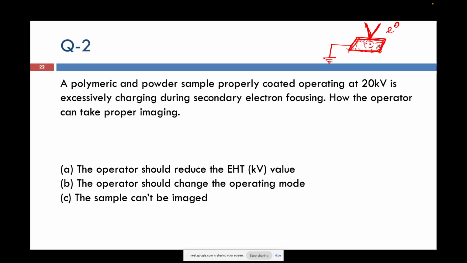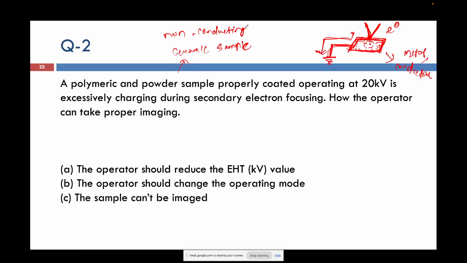To avoid that kind of limitation in the SEM, the stage is grounded, so that whatever electrons are coming will easily be transferred to the ground. This happens easily in the case of a metal or any conductor. But in the case of an insulator, let's say a polymeric sample, a powder sample, or a ceramic sample which is not conducting, what will happen?